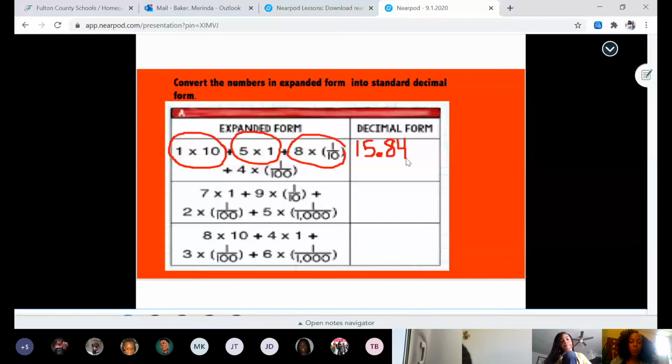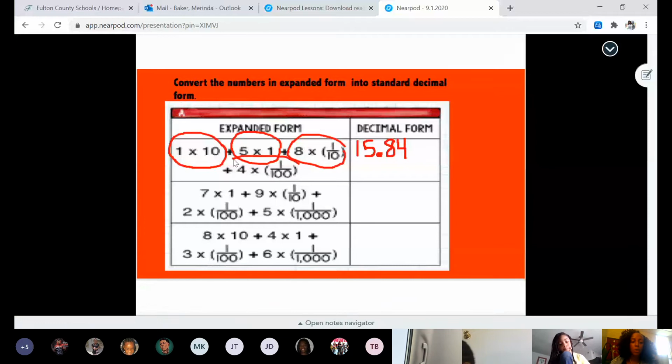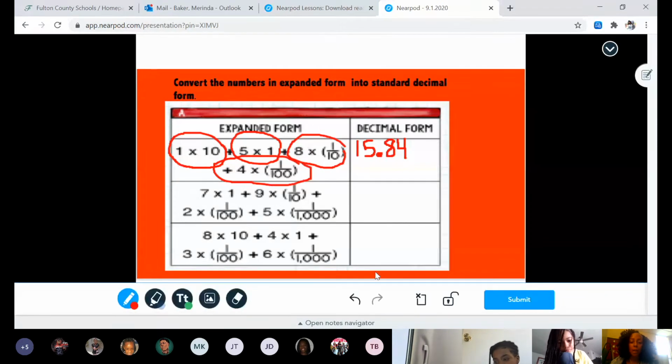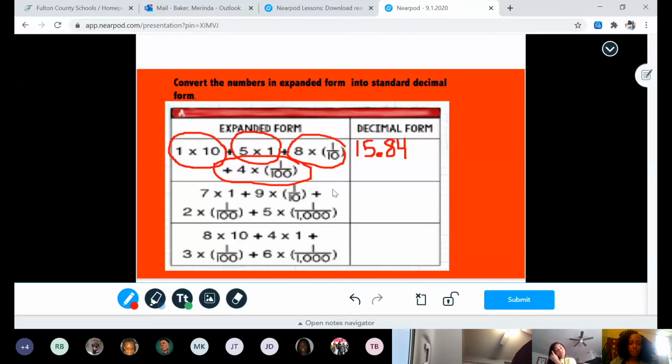Can somebody read me what number did we just create by converting this expanded form into standard form? How would we read this number? Raekwon, how would we read this number? 15 decimal. Hold on, wait. What word do we use to replace that decimal? 15 and.